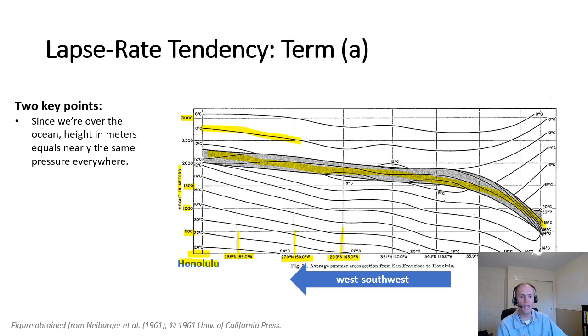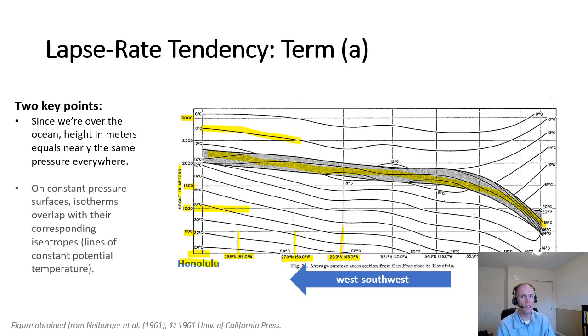So we can view any one of these horizontal surfaces, like this one here at 1,000 meters, as being akin to a constant pressure surface as well. Why do we need to know that? Because on constant pressure surfaces, isotherms overlap with the isentropes. We can think about this in terms of Poisson's equation that relates potential temperature to temperature. The only other thing in there that's not a constant is pressure. But if we're on a constant pressure surface, it too is a constant.